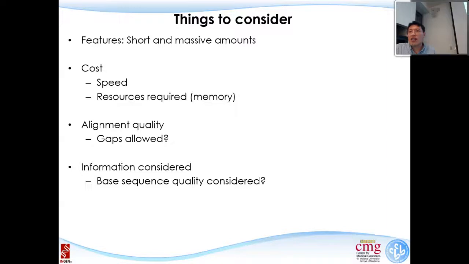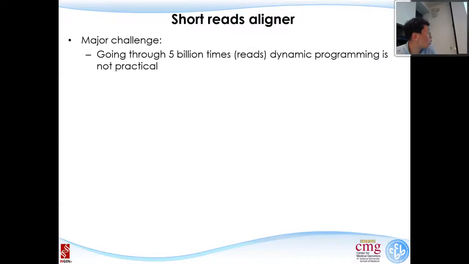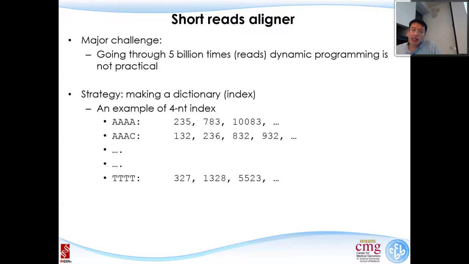Another consideration is whether I'm going to consider the sequence quality. Some nucleotide may be called as A, which is a mismatch, but actually the quality of that A is pretty low, and I will have higher confidence in the other nucleotide sequence. Some of the algorithms do consider the base quality of the nucleotides, others don't. The overall accuracy is important as well. Our major challenge is that going through a couple of billion rounds of dynamic programming is not practical.